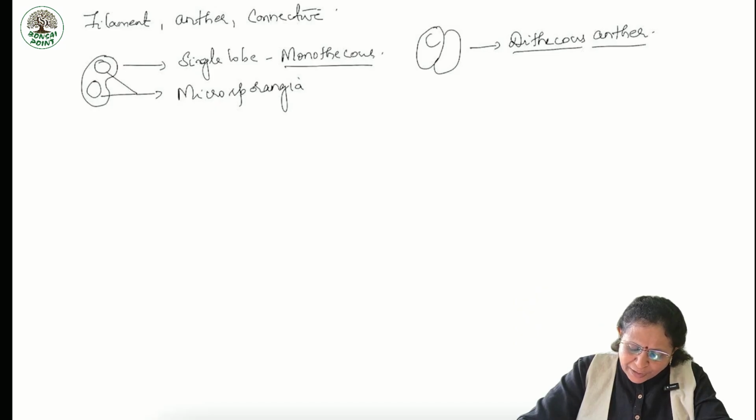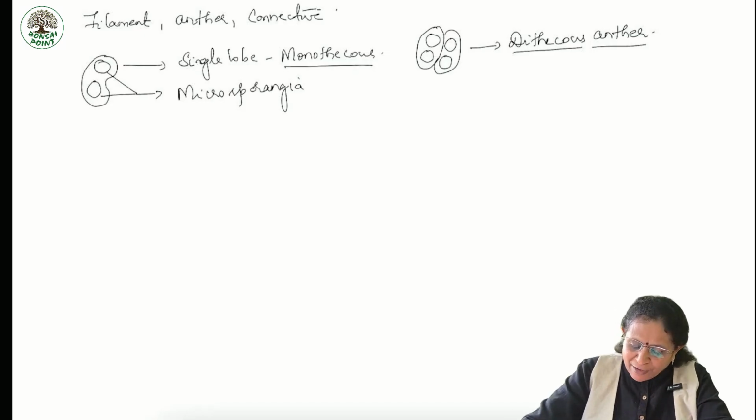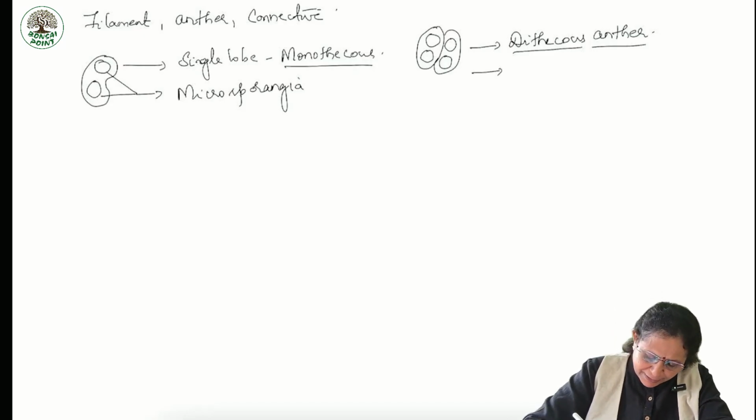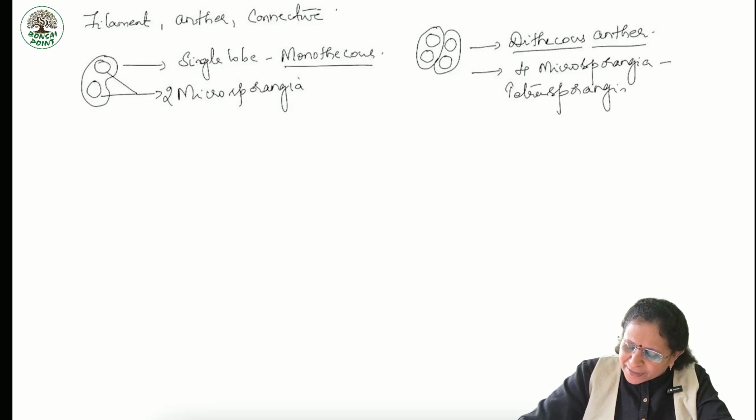I told you, if it is a single lobe too, it will have two microsporangia. So now you can imagine that these are the four microsporangia because it is dithecous. Each bag-like structure has two microsporangia. Finally, here we say two microsporangia, and here we say four microsporangia, or we also call it tetrasporangiate. Okay, we call this as what? Tetrasporangiate.